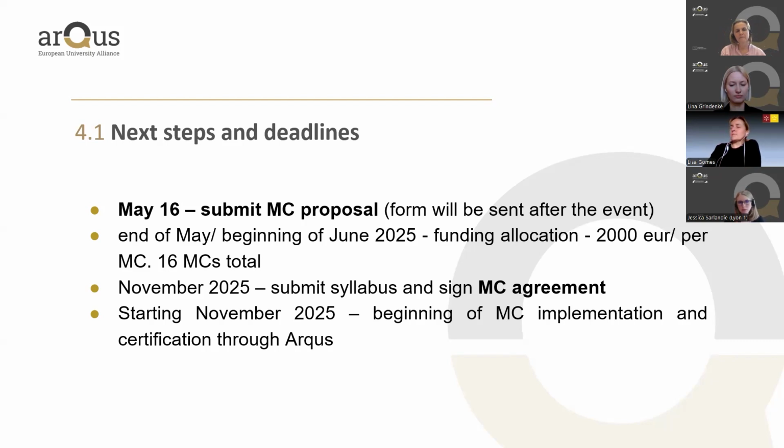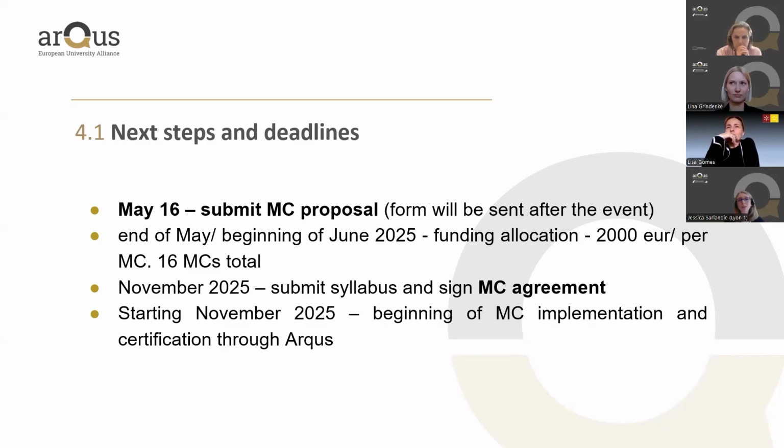In November 2025, this is when we would like to get the syllabi and the micro-credential agreements. So there's time to work on those and get those developed. And November is when we would like the micro-credentials to start actually being implemented. So this is so you have an idea of the timeline that we're working with in Working Group 6 for the further development of these micro-credentials.